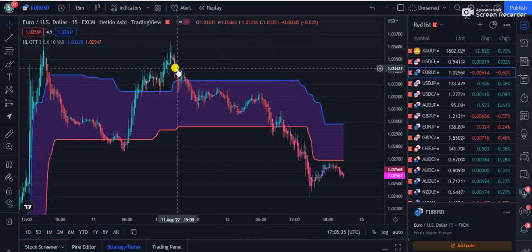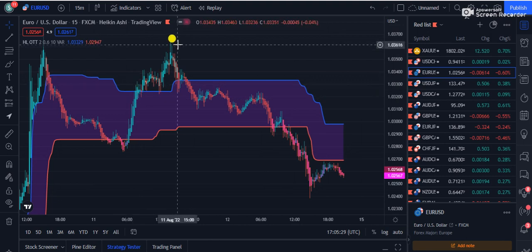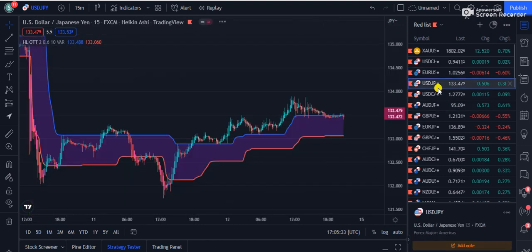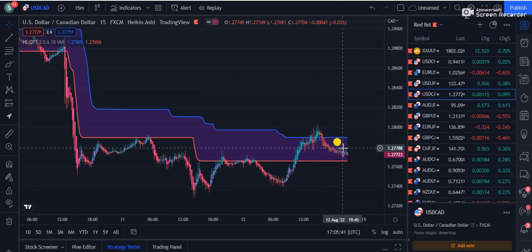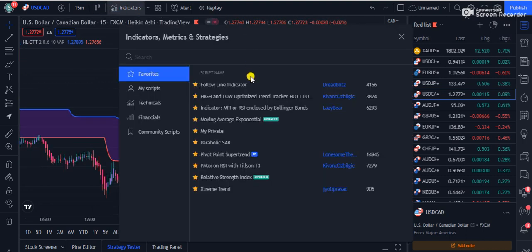So you can see we have a break here into a downtrend, a break here into the upward trend, and another break here into the upward trend. You can check different time frames and different charts. Break on USDJPY 15 minute, you can see it went up. Like break here, it went down. Clear? So this is the first indicator that you will be using for day trading purposes.